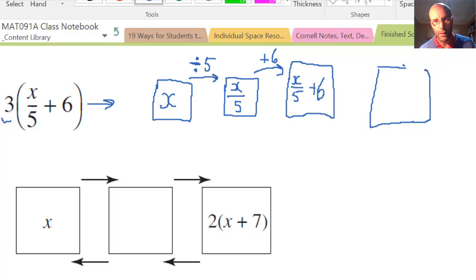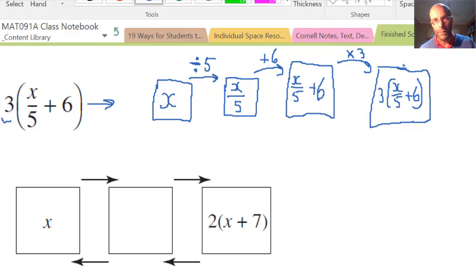So let's write that in. 3 outside of X divided by 5 plus 6. What did we do with the previous step? We multiplied by 3, so we write that step up there.